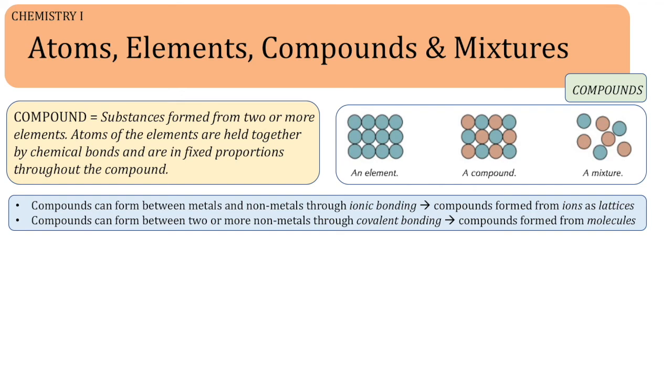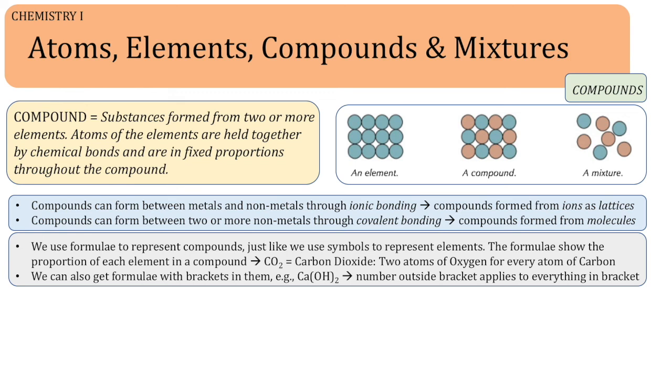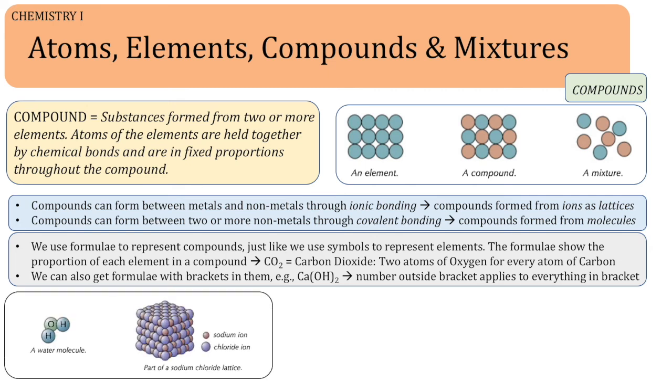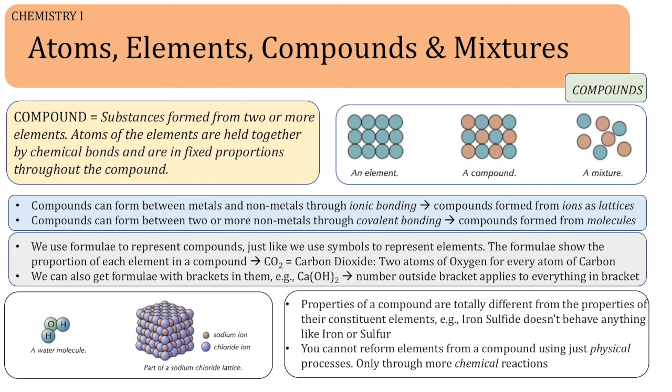So just like we have symbols to represent elements, we can combine these symbols to represent compounds. CO2 is the symbol for carbon dioxide and shows that there are two oxygen atoms for every carbon atom in a single molecule of carbon dioxide. Finally, with regards to compounds, we need to know that the properties of a compound are totally different to the individual properties of the constituent elements that make it up. We'll revisit this on the next slide.